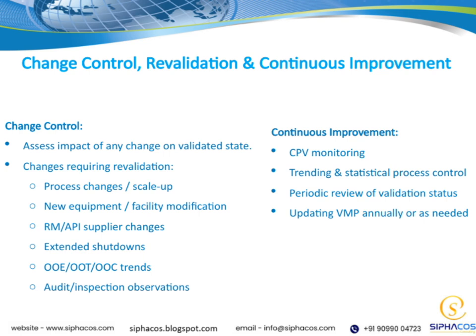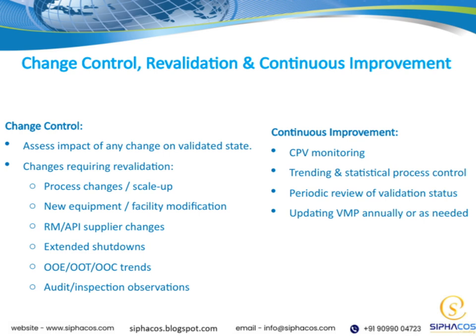Moving on to change control, this is about assessing the impact of any change on the validated state of our processes. Not every change requires revalidation, but certain key changes do. For example, process modifications or scale-up activities, new equipment or facility modifications, changes in raw material or API suppliers, extended shutdowns, and trends observed in out-of-specification, out-of-trend, or out-of-confidence data all warrant careful evaluation.